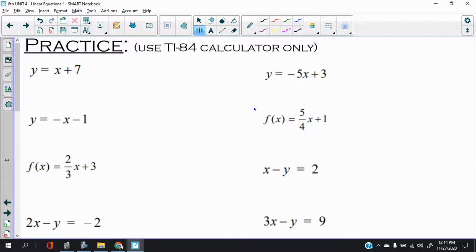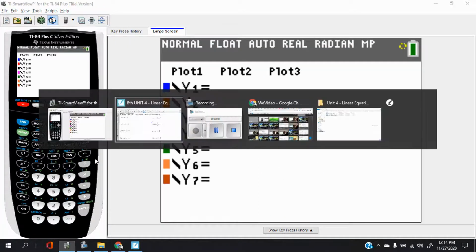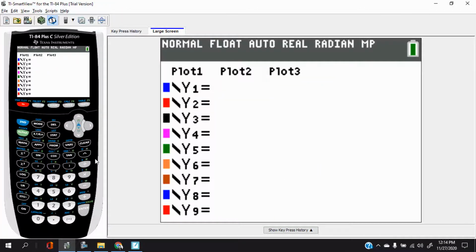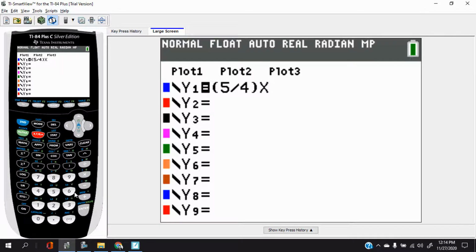Look at a question like this. How do you think we have to enter that in the calculator? A couple of ways. Here we have y equals 5/4 x plus 1. You can use parentheses for the 5/4. How do you do divide? Right here, the slash. So 5/4, close parentheses, then x, and then plus 1. Then you can graph.